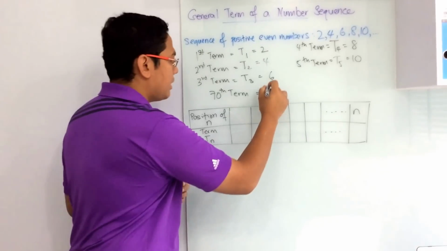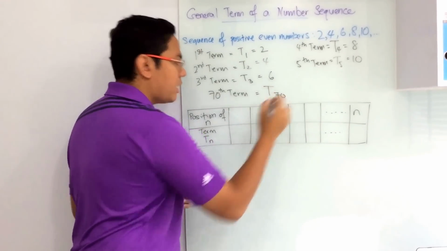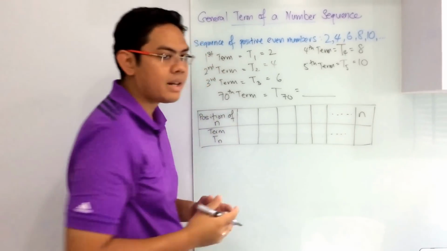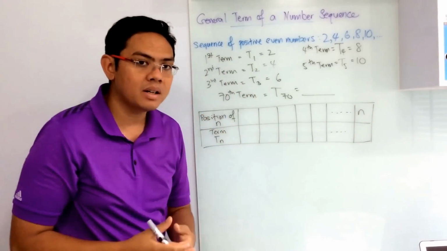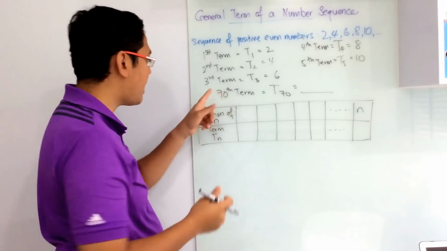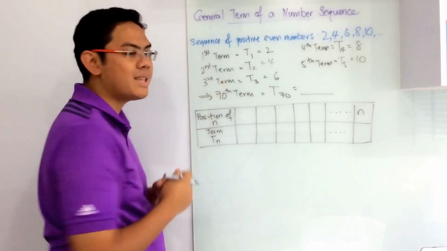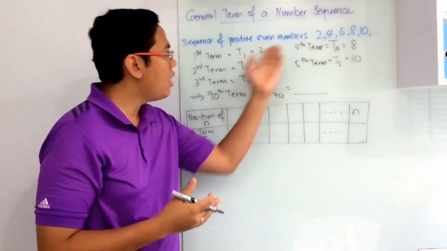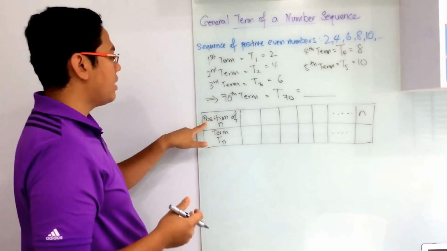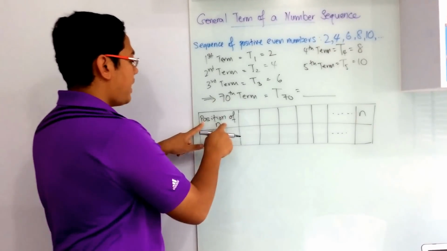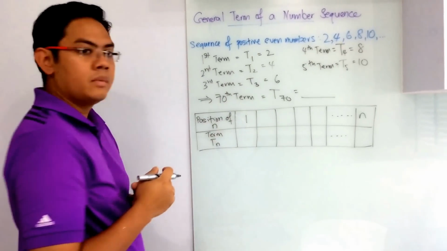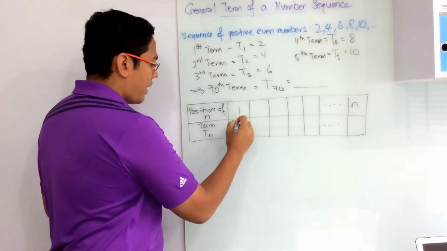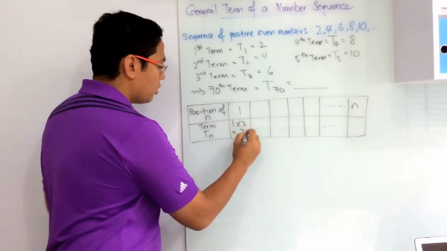So it's capital T, small number 70. And our goal here for this video is to understand how do we get any number that you ask to find. So in this case, our goal here is to find the 70th term. So let's find what is the general term for this sequence. So for example, if the position of n is 1, T1 is 2. So I'll take 1 times 2, which is 2.